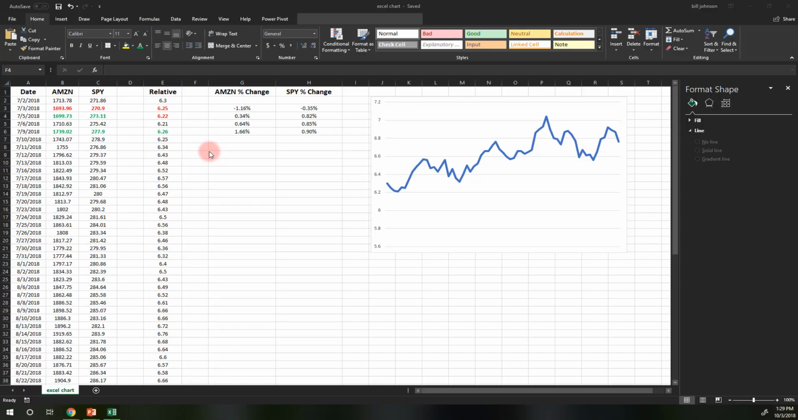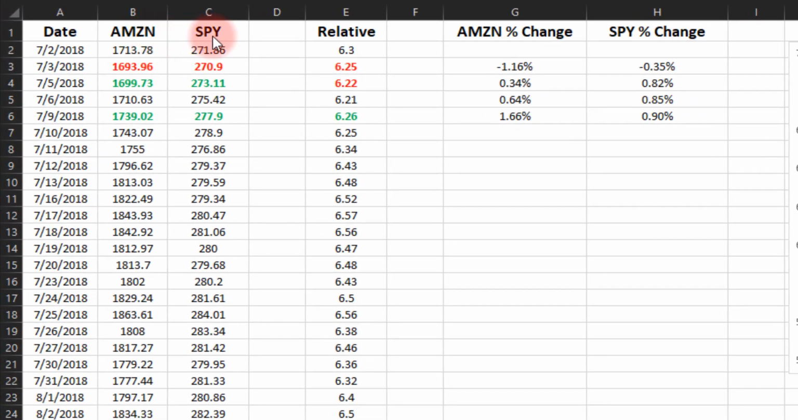Okay, here's an Excel spreadsheet showing the prices of Amazon and the SPY. SPY is just a 1/10 index of the S&P 500, but it measures the S&P 500 index. I just like using it because it's smaller numbers here. But this is over the past 3 months. So let's say back on 7/2, Amazon closed over 1713. The S&P was 271.86. So if we take this 1713 figure divided by 271.86, we get 6.3. That is our price relative. In other words, Amazon's price is a little more than 6 times the level of the SPY.